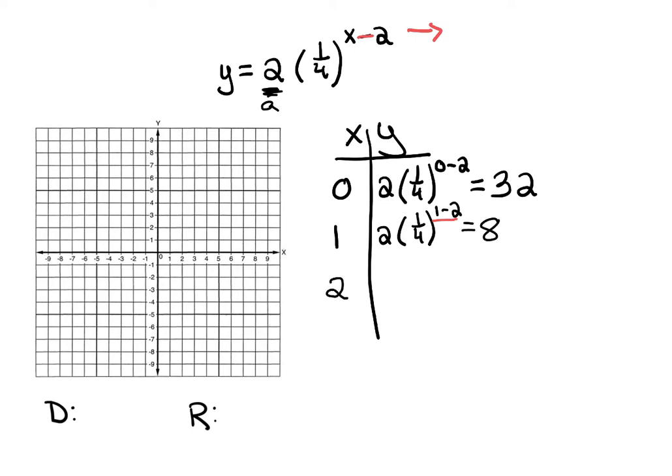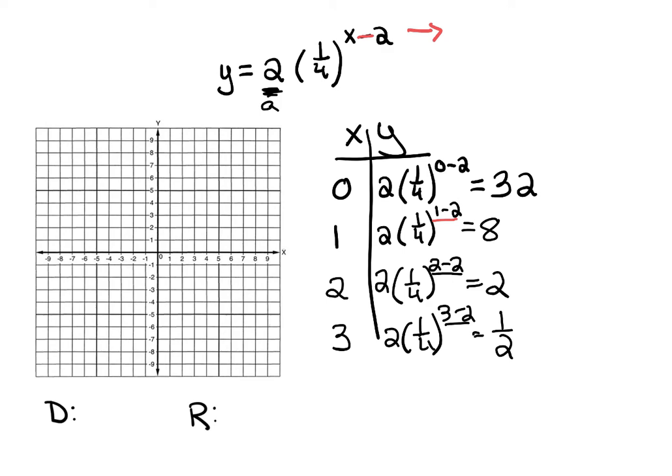All right, let's plug in 2. 2 times 1/4 to the power of 2 minus 2. This one's an easy one because 2 minus 2 is 0. 1/4 to the power of 0 is 1 times 2 is 2. Let's get one more. 3. 2 times 1/4 to the power of 3 minus 2. 3 minus 2 is 1. 1/4 to the power of 1 is 1/4 times 2 is 1/2. All right, so it's just making an XY table. The equations are just a little bit more complicated.